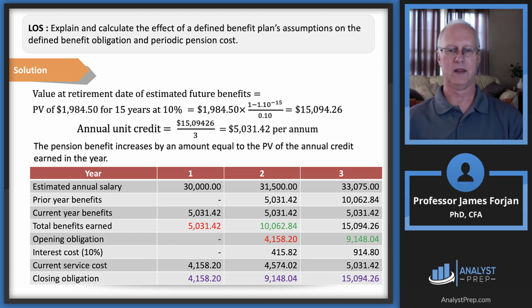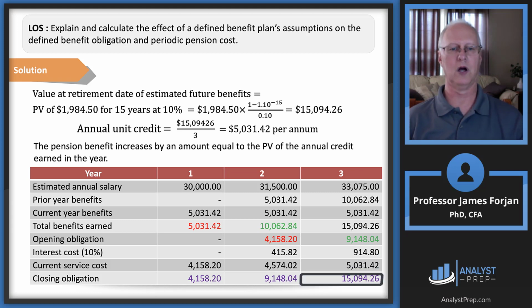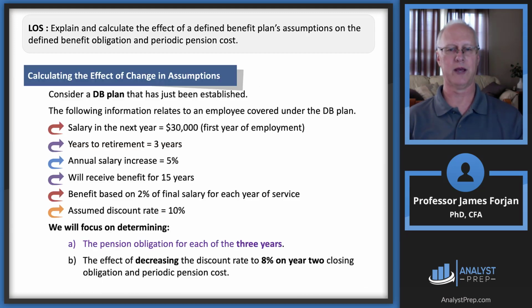And then to get the current service costs, all we need to do is let's do 5031.42, enter, 1.1 divide, and that gets us 54, 1.1 divide, that gets us to the 4158. And so you do that 3 times, right? And then the purple, just sum the opening obligation, the interest cost, and the current service cost, and that gets you the row of closing obligations. So let me just swing back here.